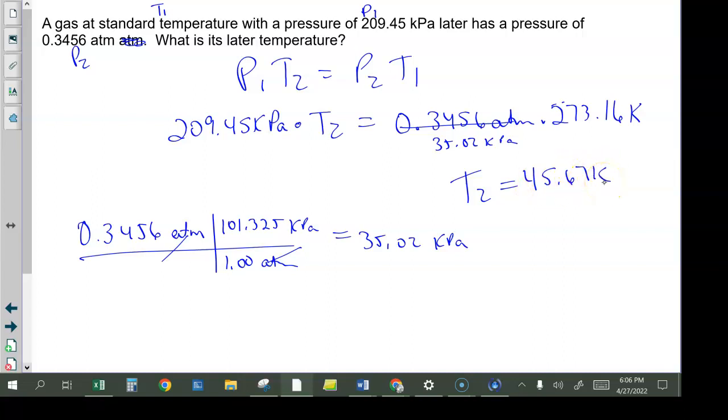All right, that's all 4 examples of Gay-Lussac that are in your notes. Good luck with your practice problems.